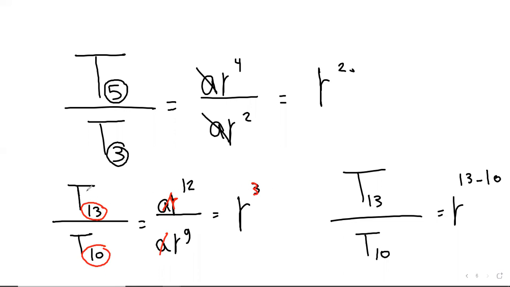We observe that if we are dividing T13 divided by T10, just write directly R and then subtract 13 minus 10. 13 minus 10, it will be 3. So here in this example, T5 divided by T3, we can write it as R and subtract 5 minus 3. It will be R to the power of 2.